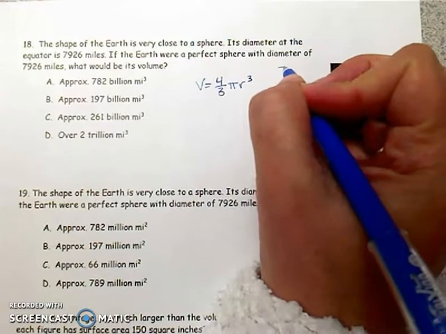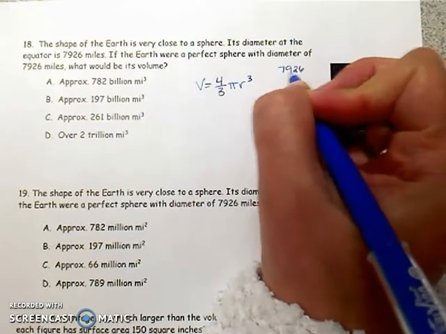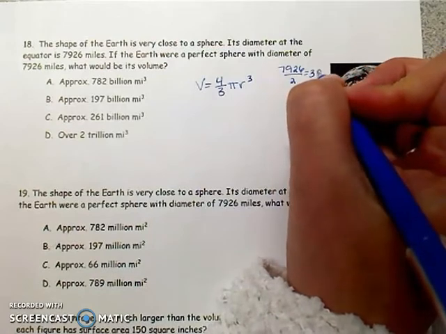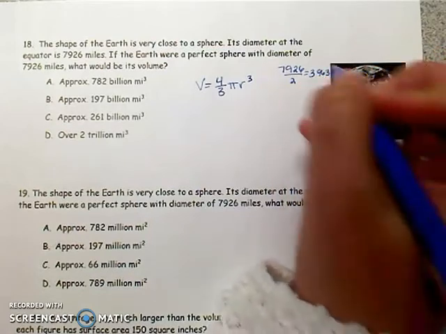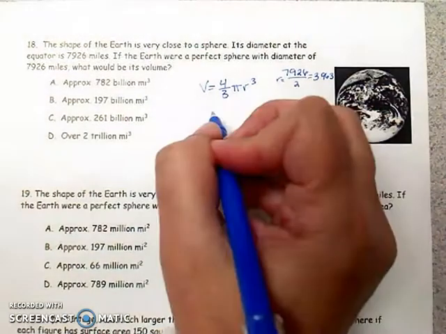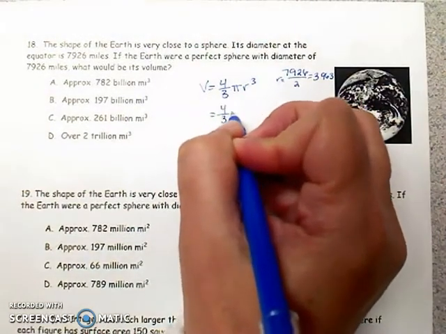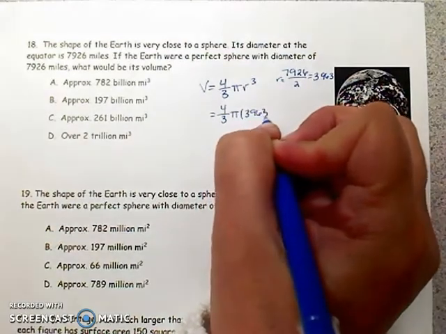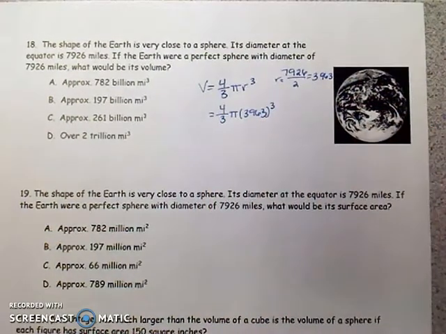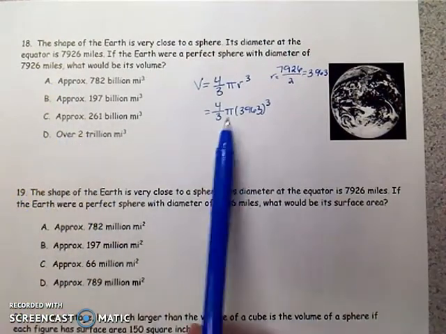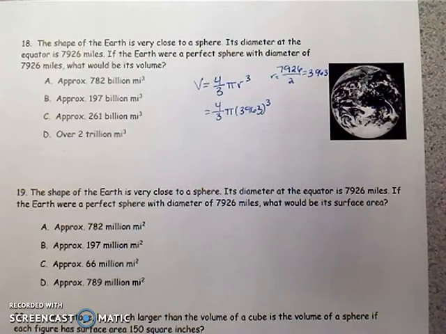So the only thing you need to know is the radius. So we're going to take half of the diameter and we get 3,963. So our radius is 3,963. So 4/3 pi times 3,963 cubed. Now notice it says approximately. Okay, so we could just type that in our calculator and we're going to get a real big number.